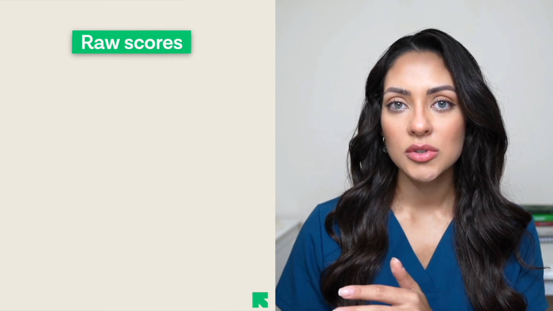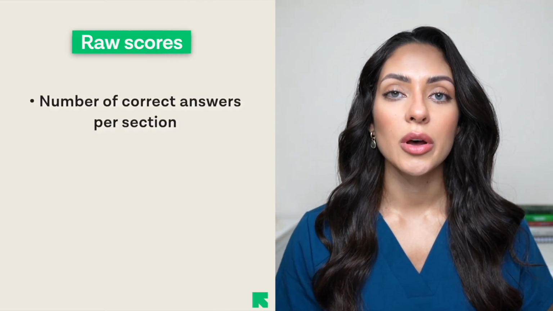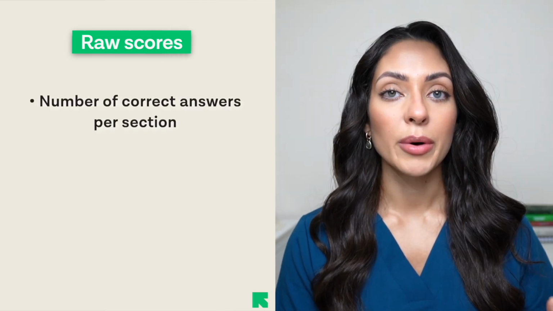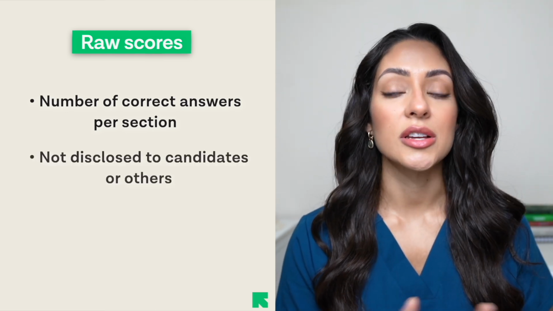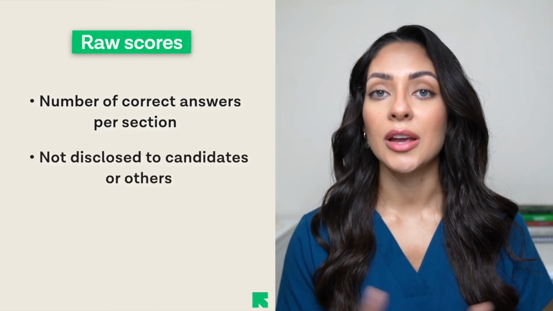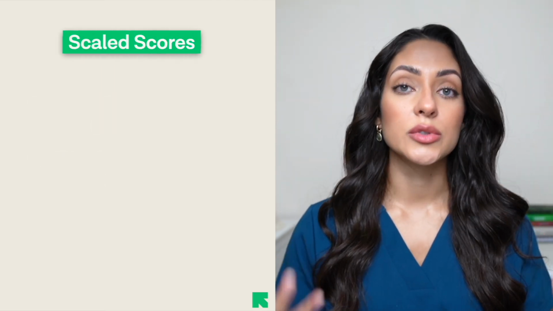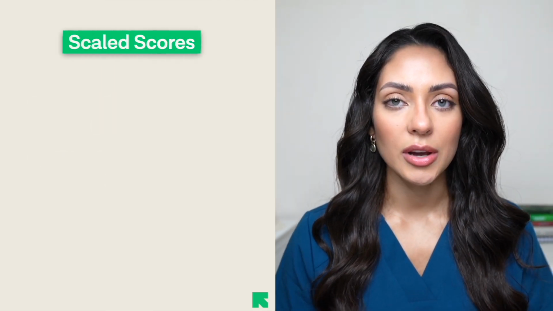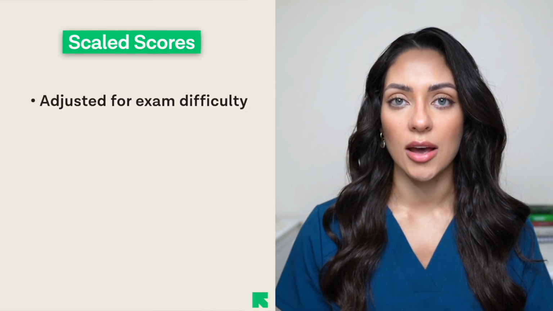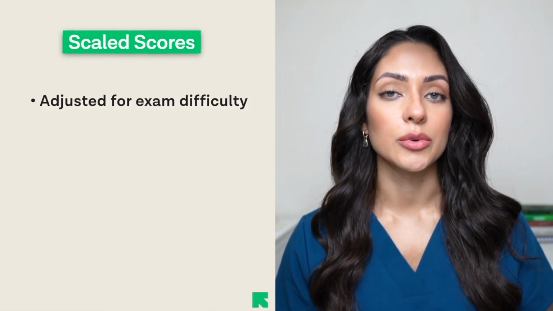So just to clarify some of the terms, when we say raw scores, this is the total number of questions that you got correct, but the raw score for each section is not released to anyone, including the test taker. Scaled scores are the scores that you will see, and this will take into account the difficulty of the test and how well other people did.